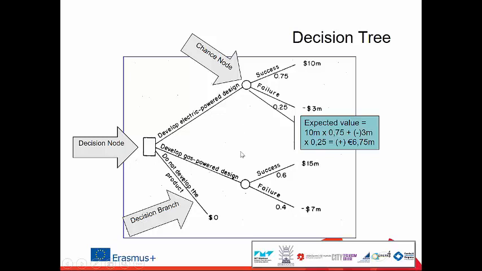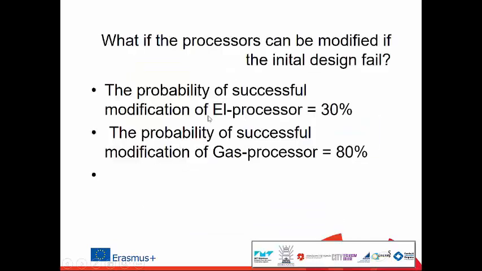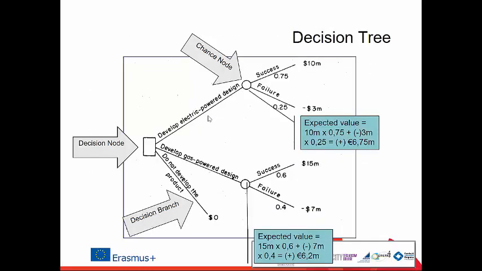We do the same for the gas power design and receive the expected value of 6.2 million. That means, and in this case, we are looking for the highest profit, the highest payoff. In some cases, we are looking for the lowest, for example, if we are making a decision regarding cost, but in this case, we are looking for the highest payoff. So we choose to develop the electrical power design, and that will be our decision.